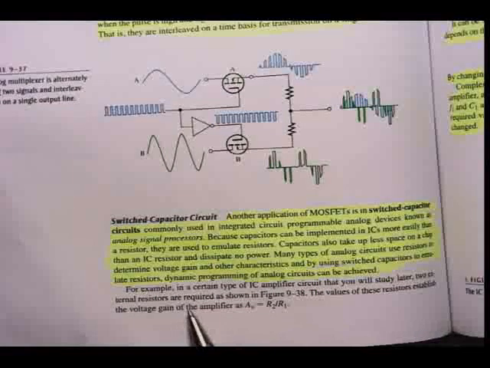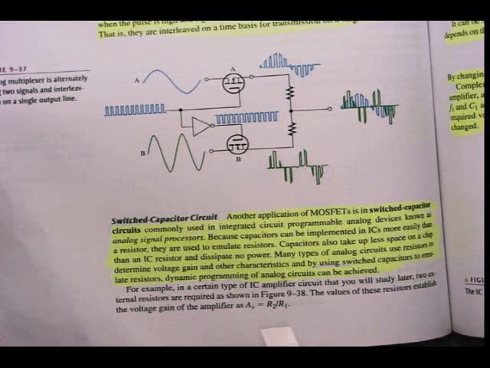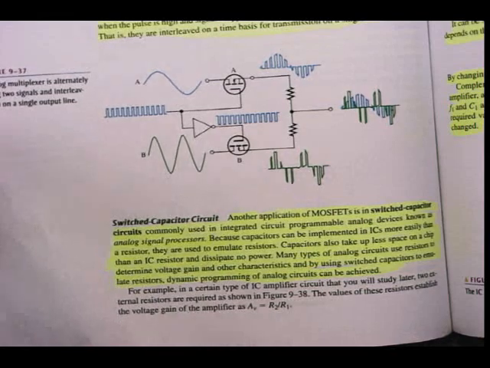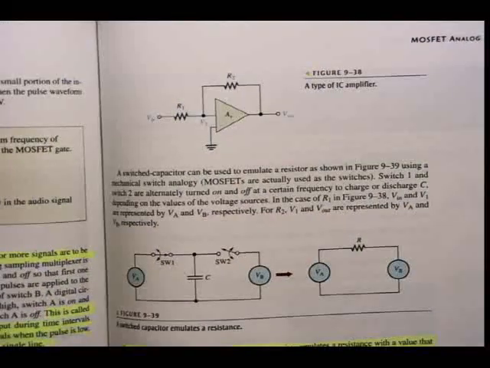Two external resistors are required as shown in figure 9.38. The values of these resistors establish the voltage gain of the amplifier. As I said, this theory is taught in Electronics 3, so don't worry about that. It's just to show you the application at this stage. All right, so that is the application.